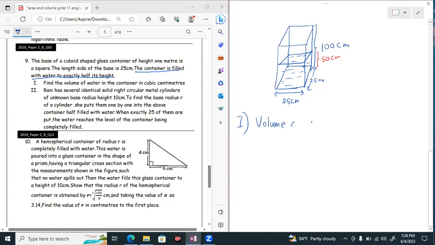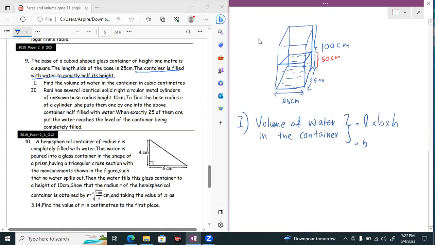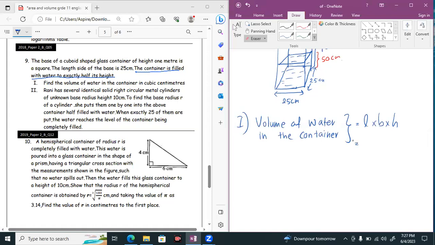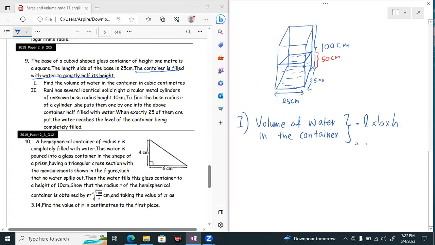Volume of water in the container. You know that, what is the shape now? Actually, when you find the volume of something, you have to identify what is the shape of it. This shape is cuboid shape. That means you have to multiply length times breadth times its height. Length here you can consider as any measurement because you take its product. Or you can identify base area times height. Base area is 25 into 25. Height is 50. Okay. Then here it is 625 into 50. Then what is the answer?